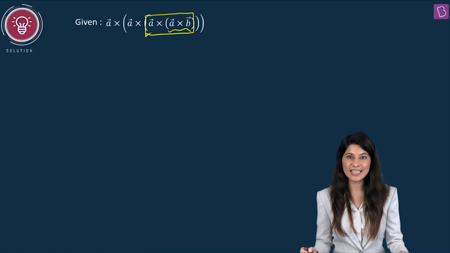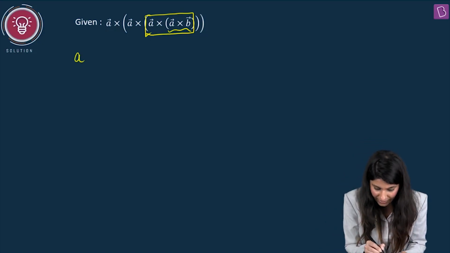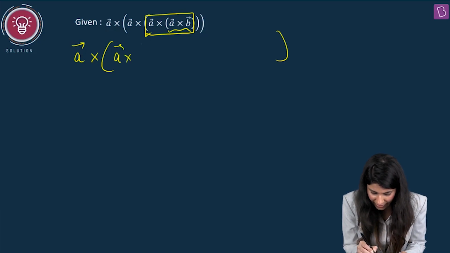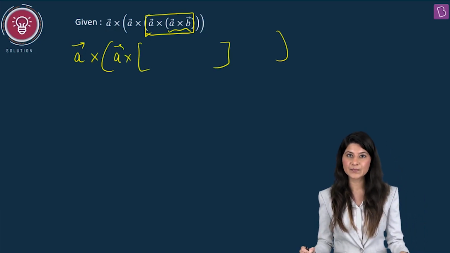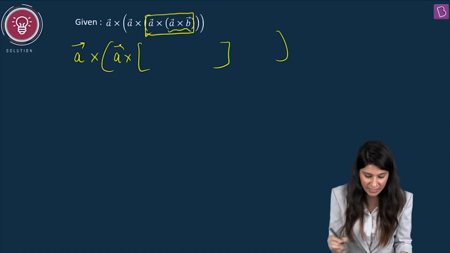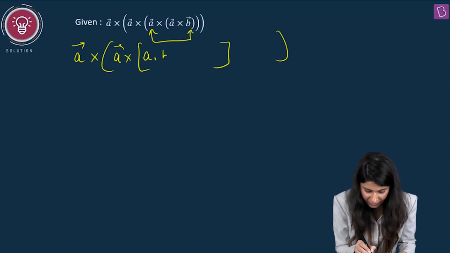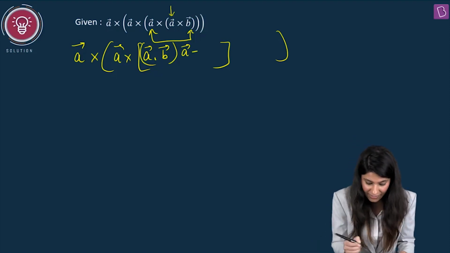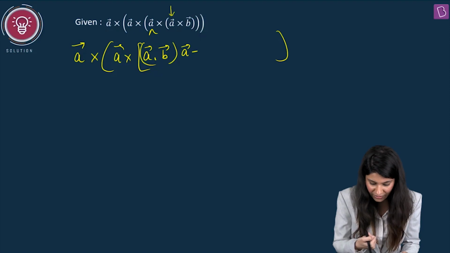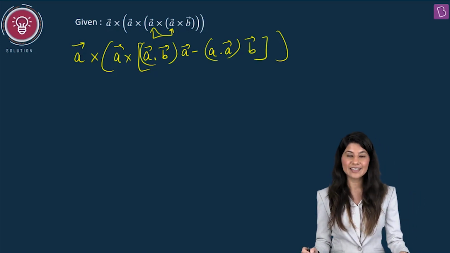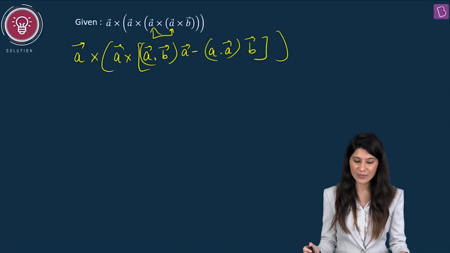A cross B. Right? Let's focus on this. The rest of the term will be as it is. So we have A cross, and then A cross B, and then we have this vector with us. Let's expand the vector triple product. Here we will have the dot product between these two, A dot B, and outside this we'll have the middle one, that is A vector. Minus, now we will have A dot A, and outside this I'll have B vector. Yes, this is how we expand the vector triple product.